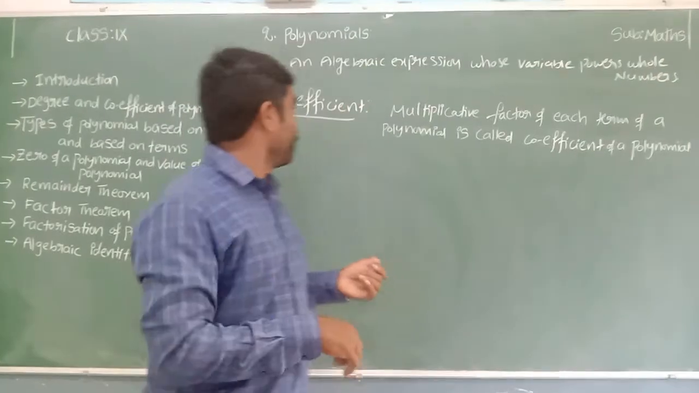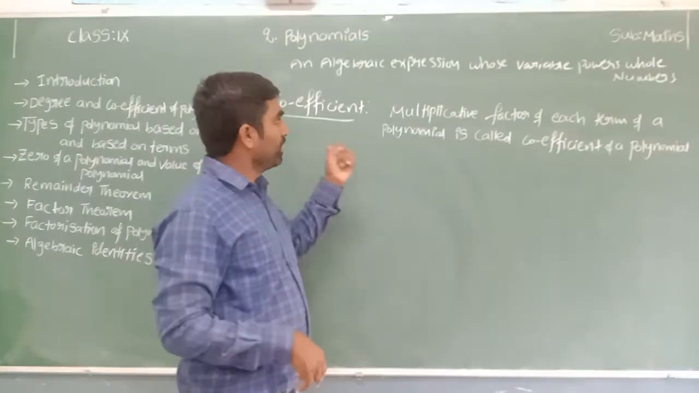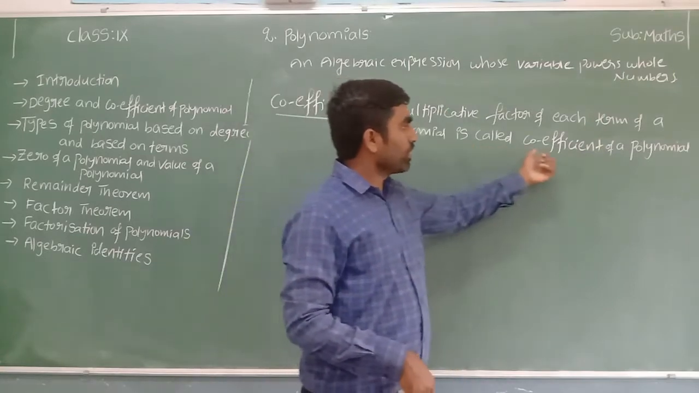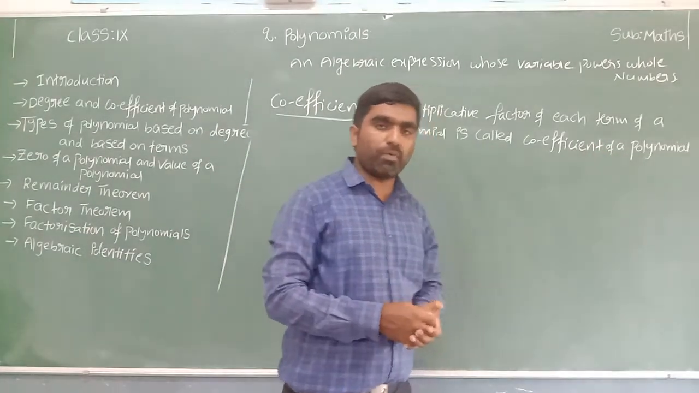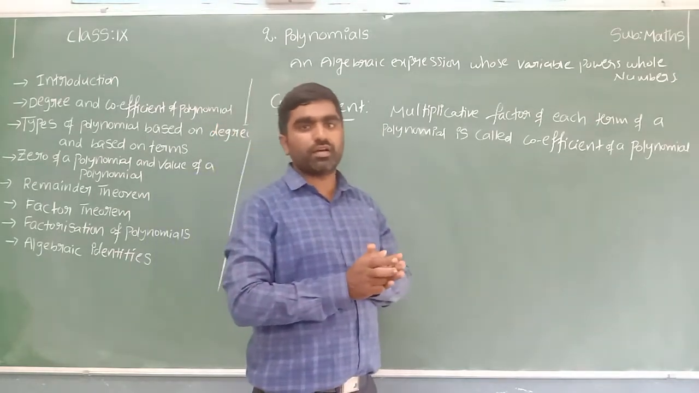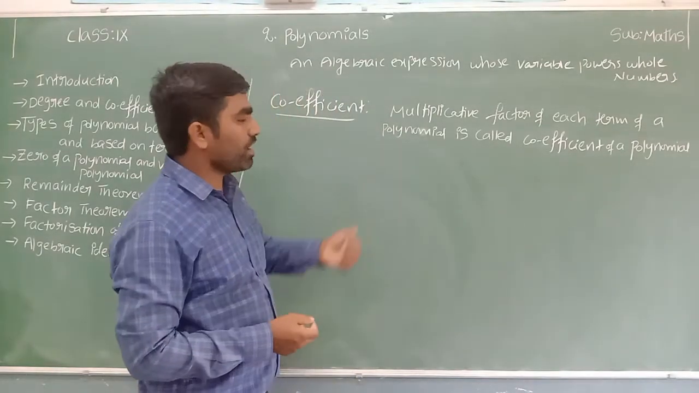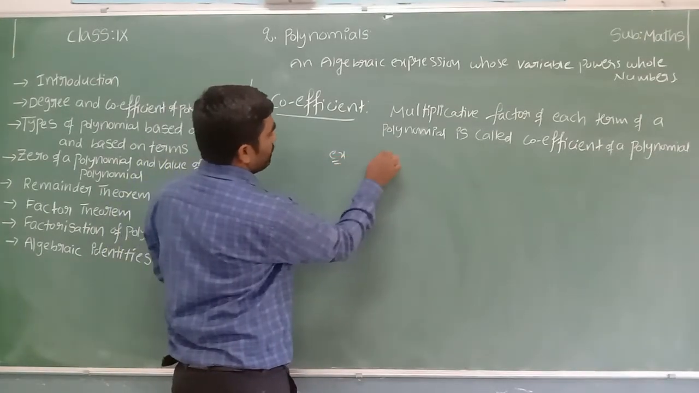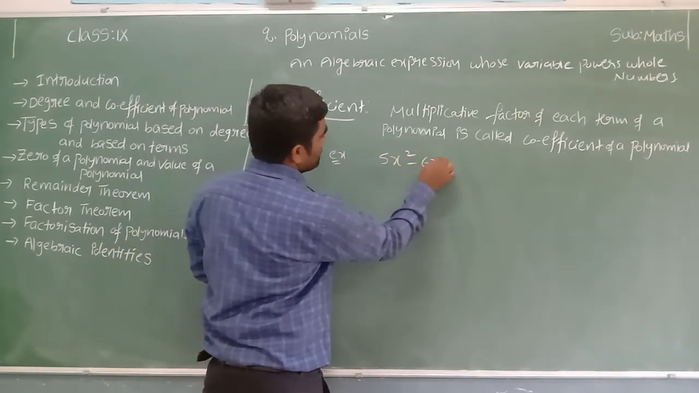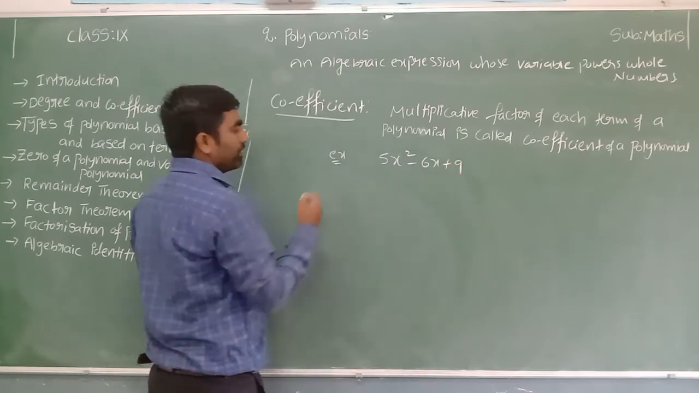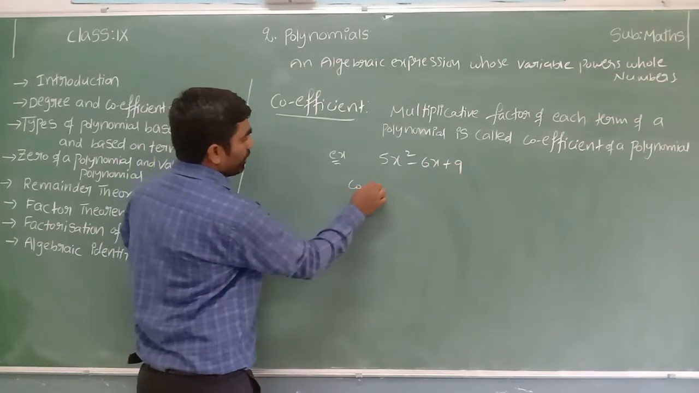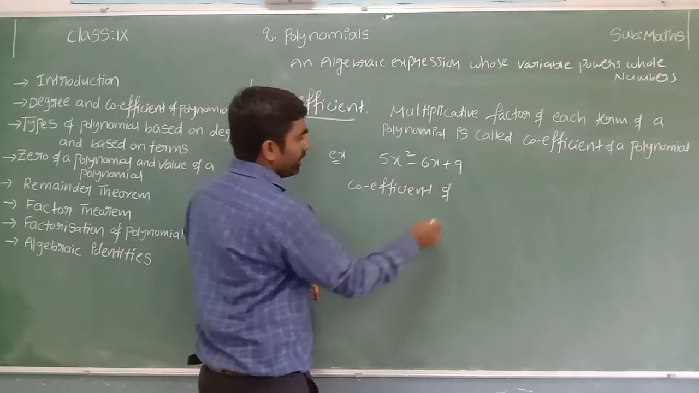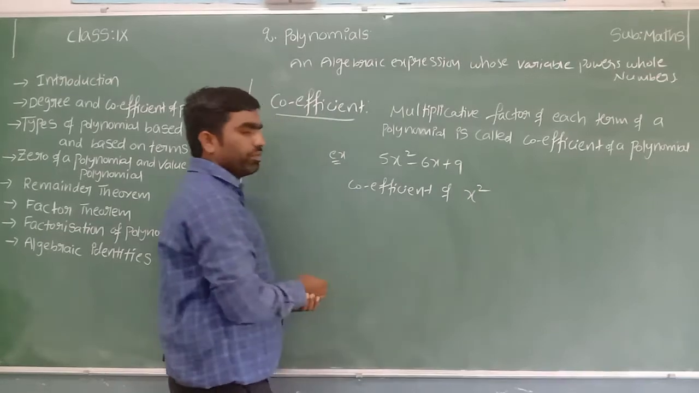So let us now see what is the coefficient of a polynomial. The multiplicative factor of each term of a polynomial is called the coefficient of the polynomial. In a polynomial, each term has a coefficient. Now let's see how to find the coefficient. Example, let me take 5x square minus 6x plus 9. Now in that polynomial, let's see how to find the coefficient of x square.